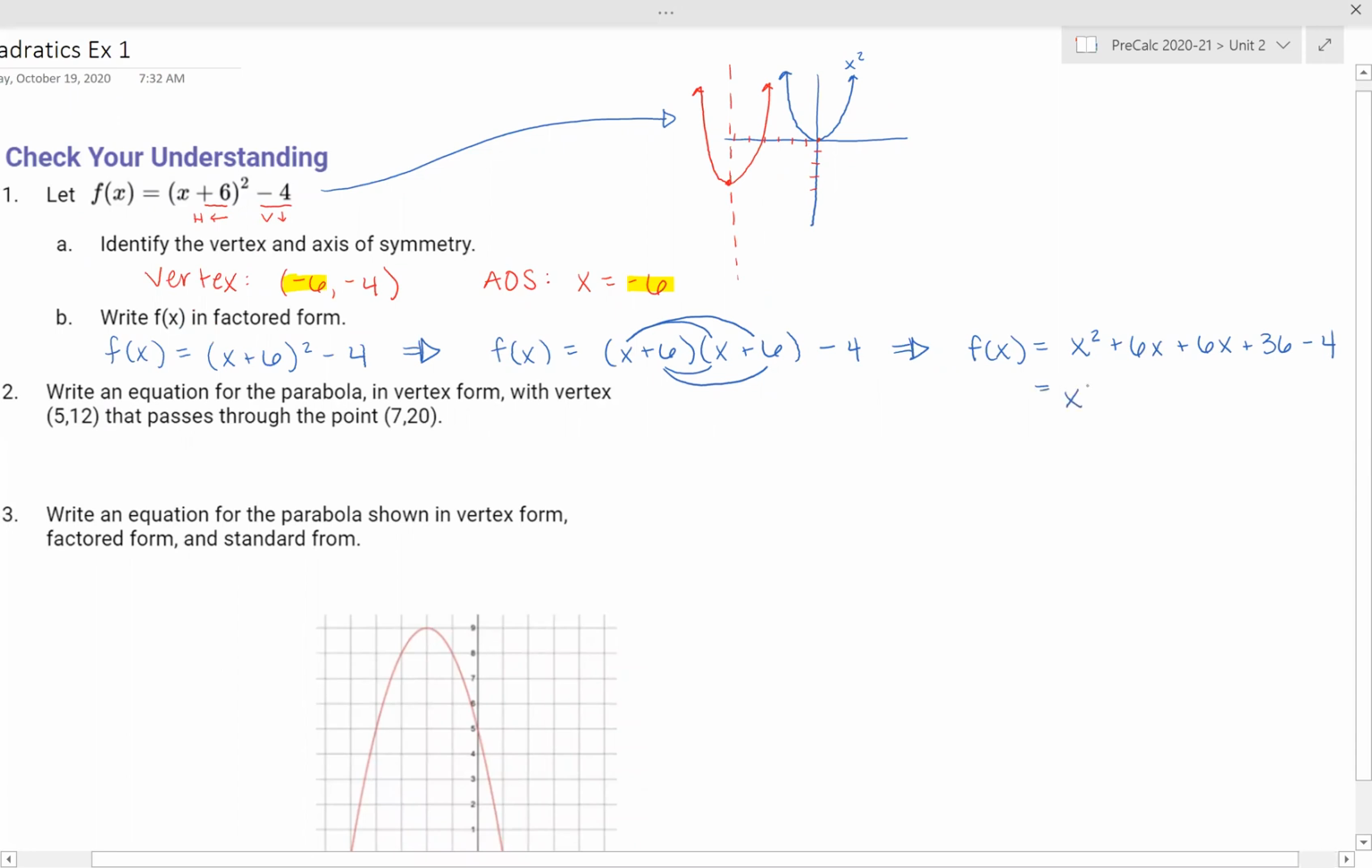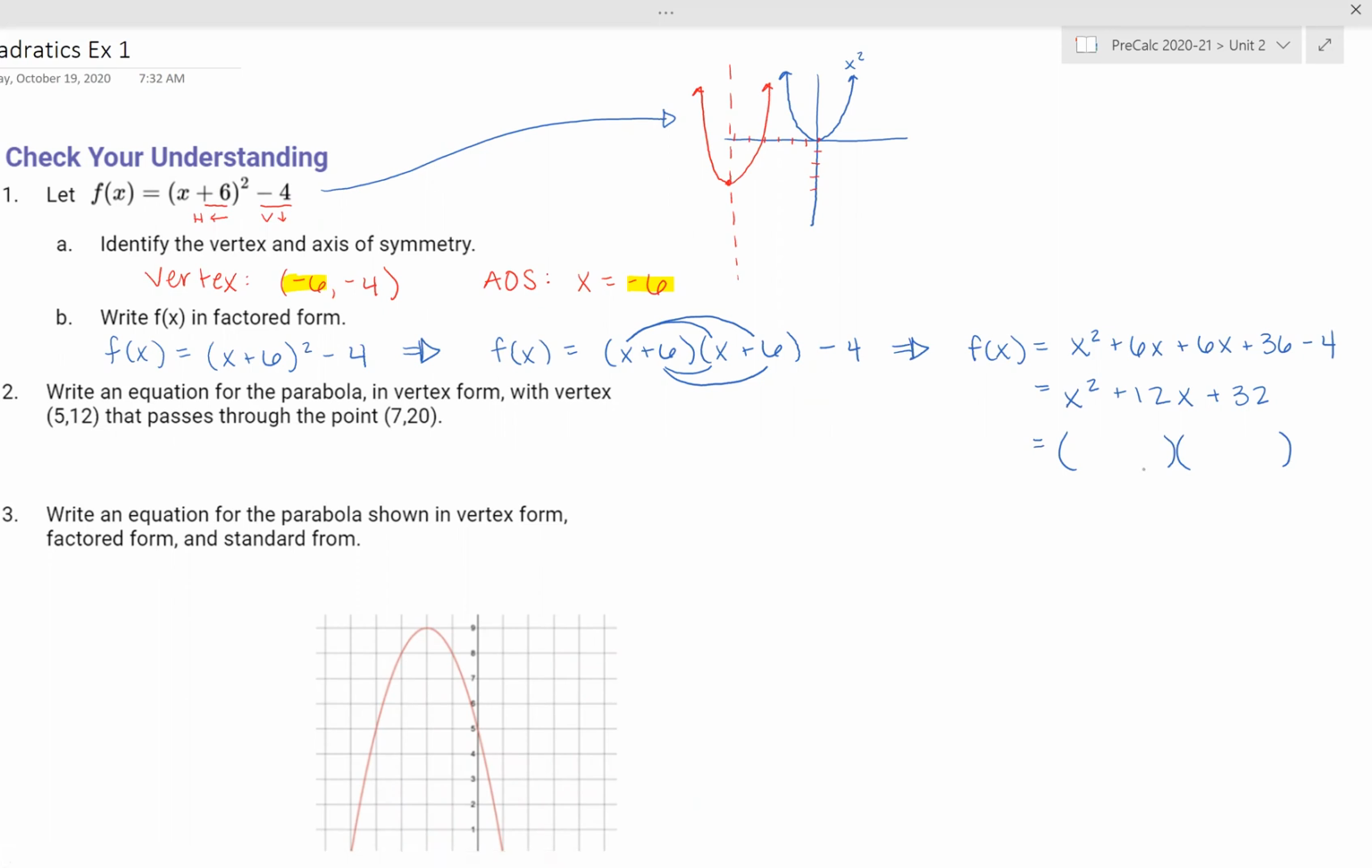So we can simplify a little bit. 6x and 6x is 12x. 36 minus 4 is a positive 32. And once we're here, that's our standard form. We can factor it, and there are lots of different methods to factoring. I'm going to go with the guess and check method: these two numbers need to multiply to our C value and add to our B value. Multiply to C, add to B.